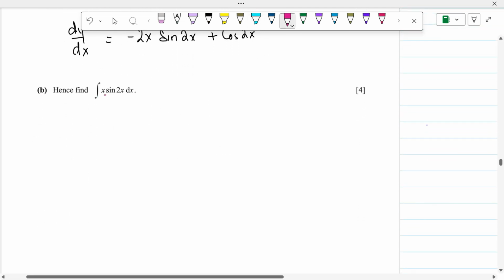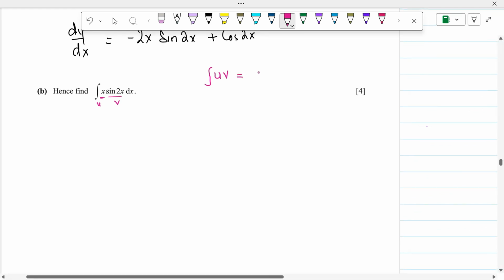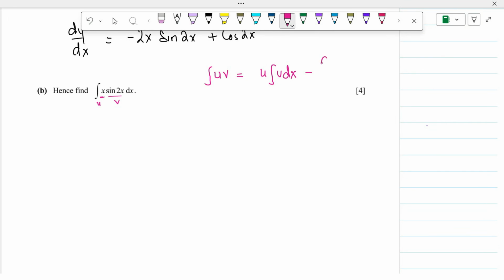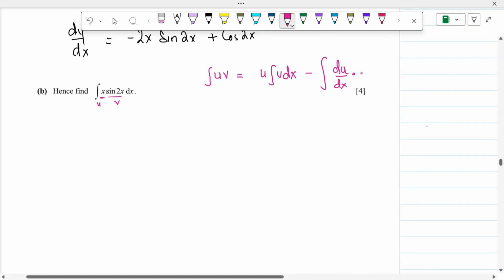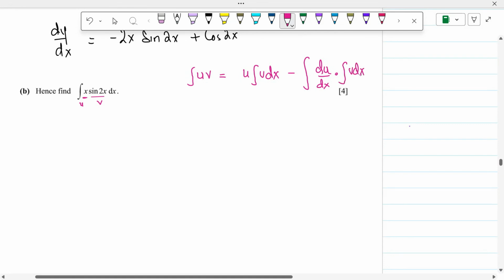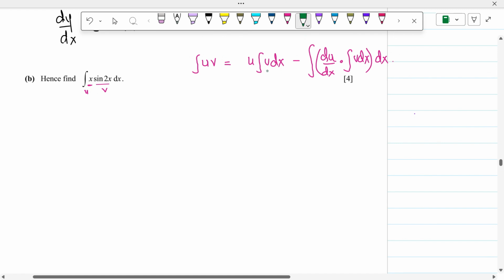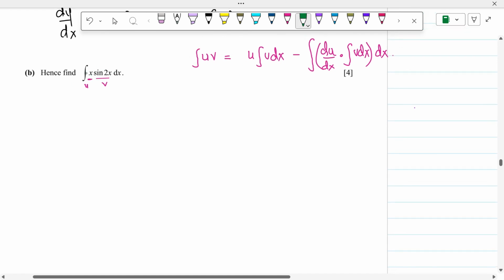Part B: hence find the integration of x sine of 2x dx. Here we have two functions, which are x and sine of 2x. So this one is u, this one is v, and we can use integration by parts. The integration of uv is equal to u times the integration of v with respect to x, minus the integration of the derivative of u with respect to x times the integration of v with respect to x, and the whole integration with respect to x. So we can apply this formula to find the integration of the given function.